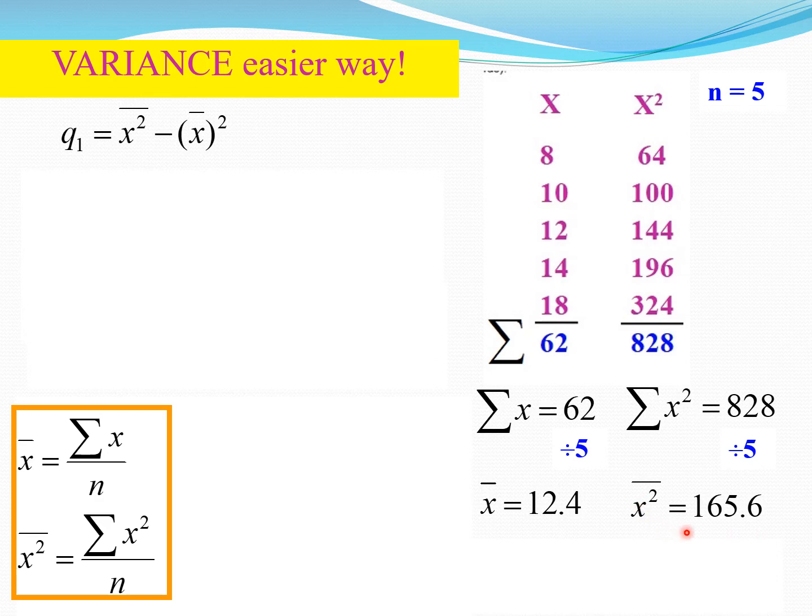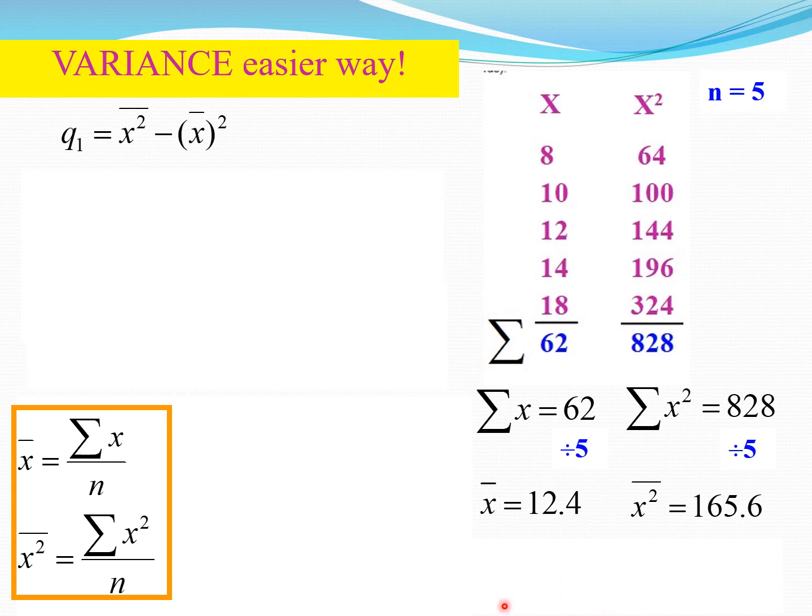So x squared bar is 165.6. That's a formal way of writing up what we did. X bar is the sum of the x's divided by n: 62 divided by 5 is 12.4. And the mean of the x squareds is the sum of the x squareds, 828, divided by 5, which is 165.6.